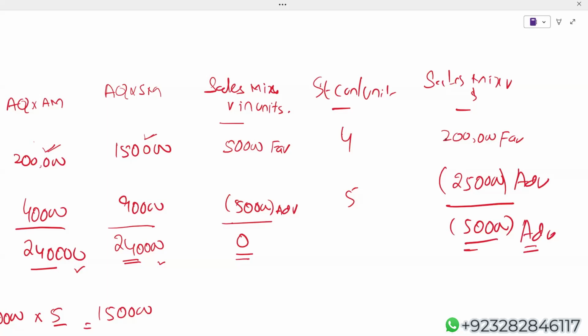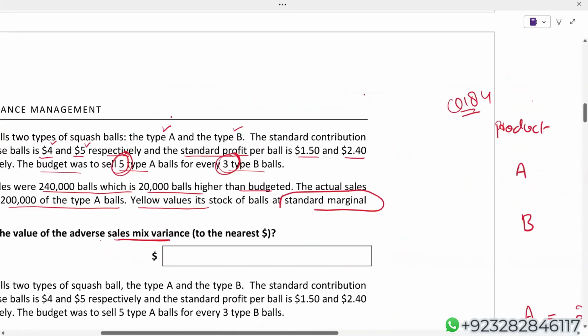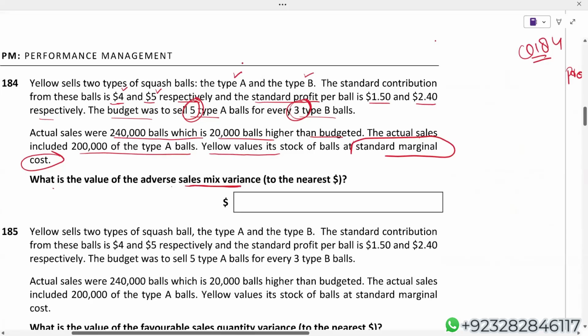I strongly believe this should not disturb us at all. Let's see any option. No. 50,000 adverse, they have already told us.